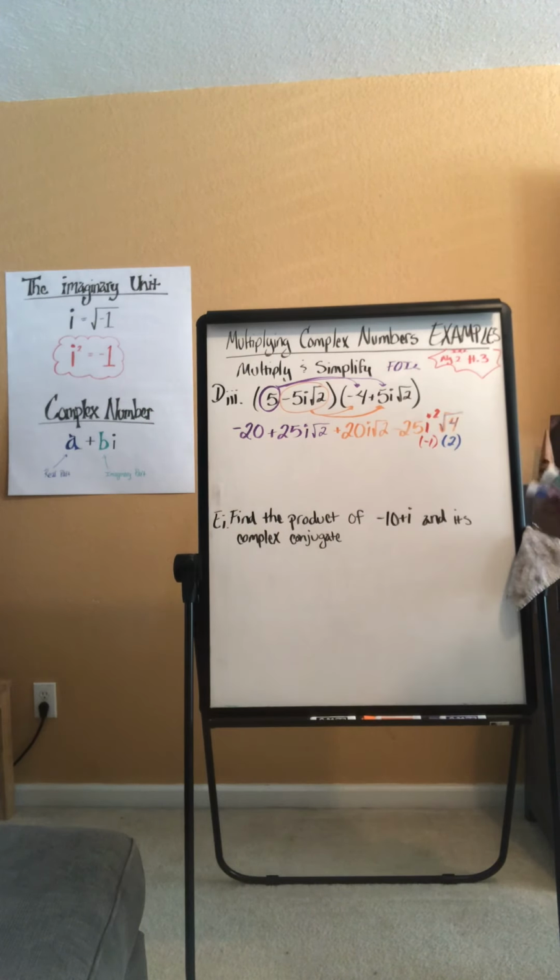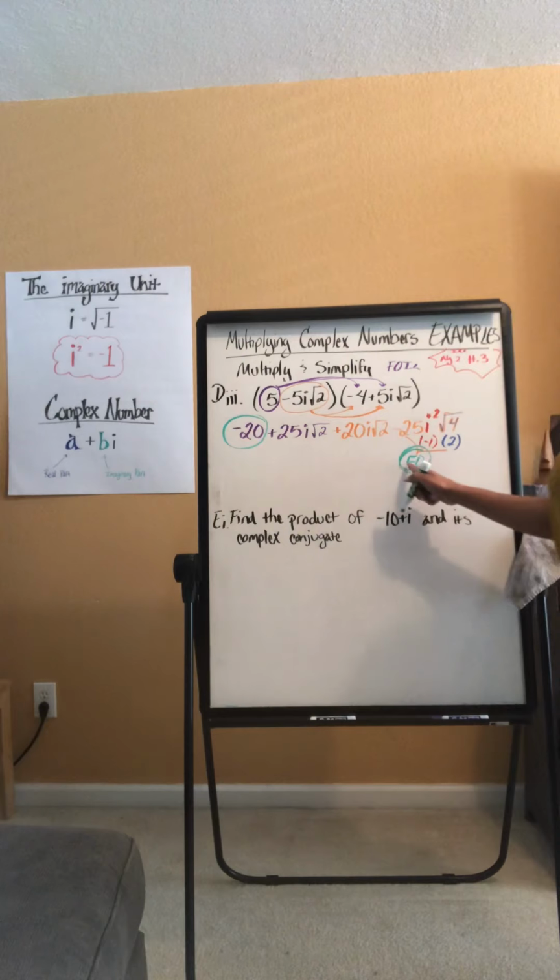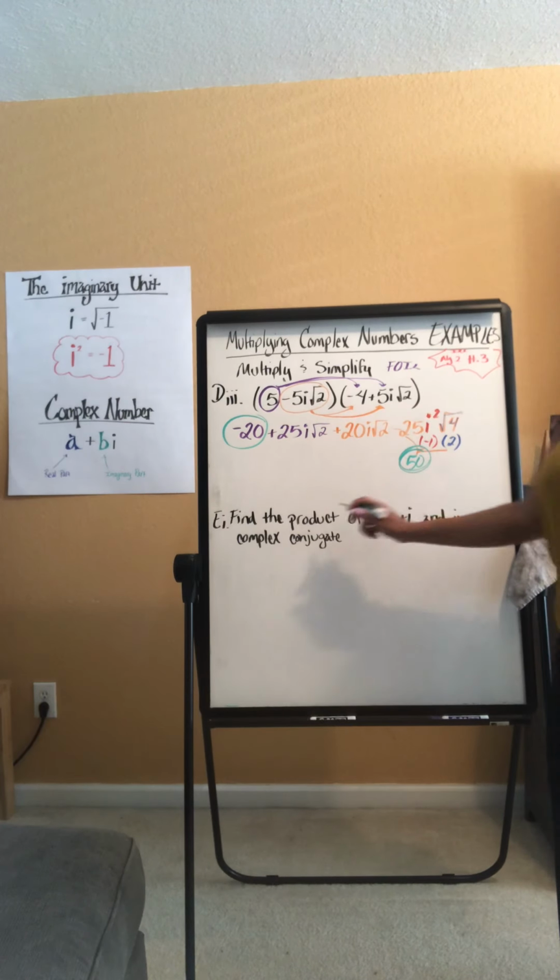So what I have here is -25 times -1 times 2. So the double negative is going to make it a +25. 25 times 2 is 50. What this really is, is a +50. And then I will combine my like terms now that I have simplified. So the 50 will add up with the -20. -20 plus 50 gives me 30.